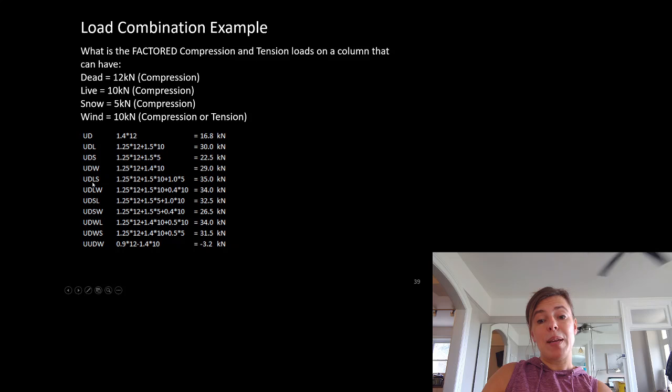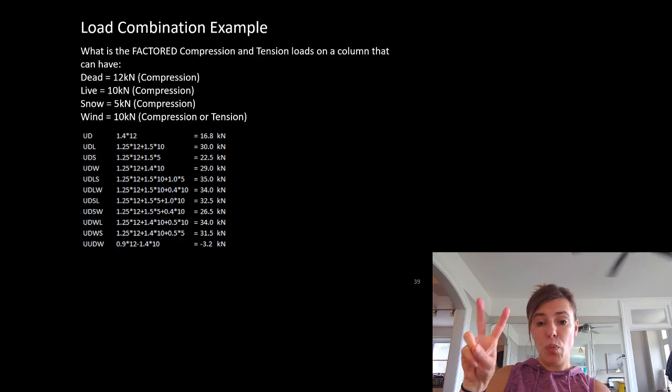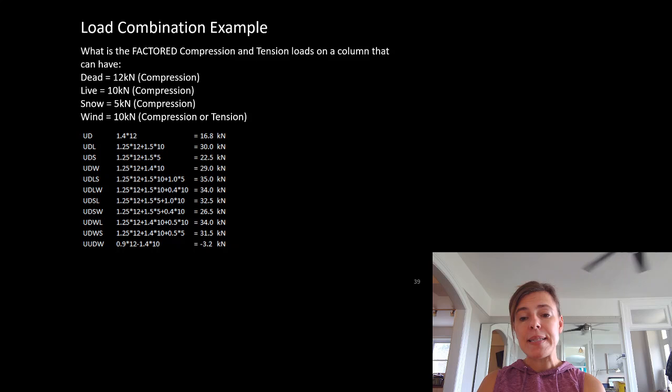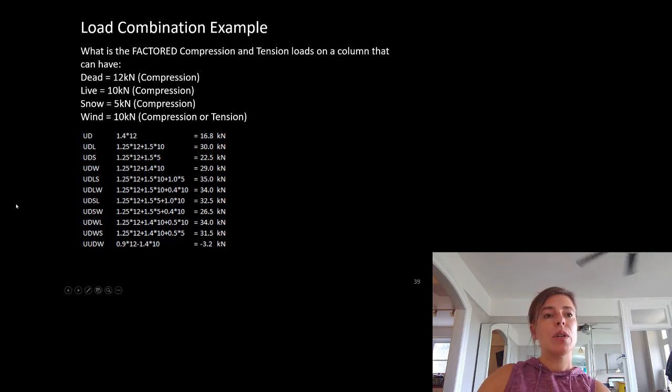Now we have to do all of those companion loads. So two principal loads, dead and one of the major loads, plus the companion load. Let's start with live as our principal. So we have dead, live as our principal, and snow as our companion here. We have dead, live as our principal, and wind as our companion. See, look, with snow it's 1 as our companion, but only 0.4 for wind.